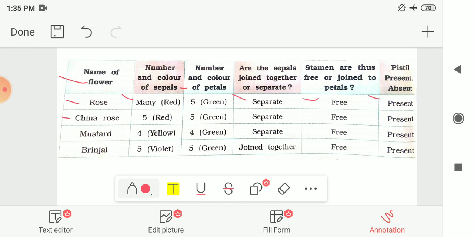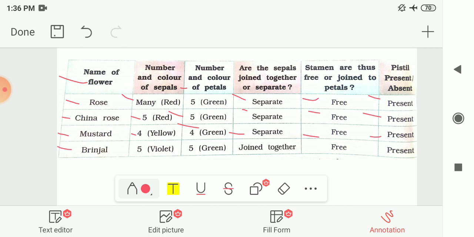Next was China rose. Sepals were 5 and red in color. Petals were also 5 and green in color. The sepals are separate from each other. The stamen is also free from petals and pistil was present. Next one was mustard. There were 4 sepals which are yellow in color. 4 petals were there which were green in color. They are separate from each other. Stamen is also free and pistil was present.